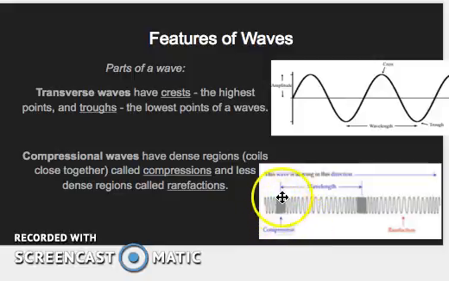So here where it's squished together, that's a compression. And where it's relaxed, that's a rarefaction. Okay? We got another compression, and we have another rarefaction right here. And that's the one that's labeled. Okay, so these are the different parts of compressional waves and transverse waves.